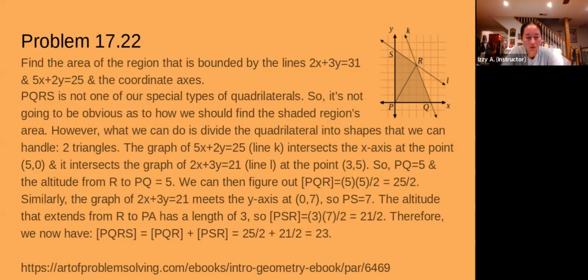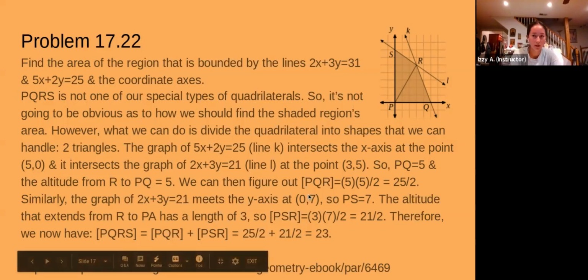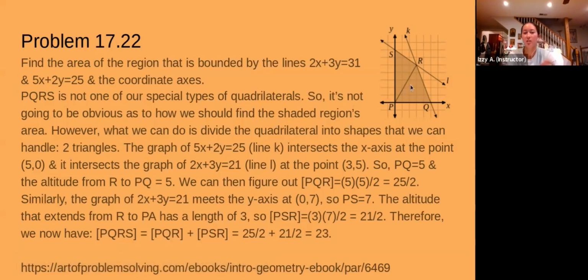Therefore, the area of quadrilateral PQRS is equal to the area of triangle PQR plus the area of triangle PSR, which would be equal to 25 over 2 plus 21 over 2, and that would be equal to 23. So again, this is pretty straightforward with the image. All you had to do was find the area of two triangles and then add them up, and then you would have gotten the area.